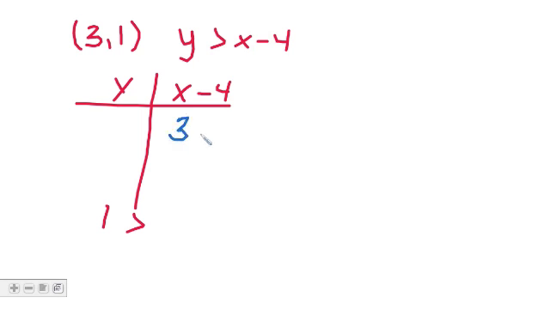So we get 3 take away 4. Okay, 3 take away 4 is going to give me -1. So our answer on this side is -1. Well, let's read if this is correct. Is 1 greater than -1? Yes. So you would write in your answer column that 3, 1 is a solution. Okay, that one is a true solution.